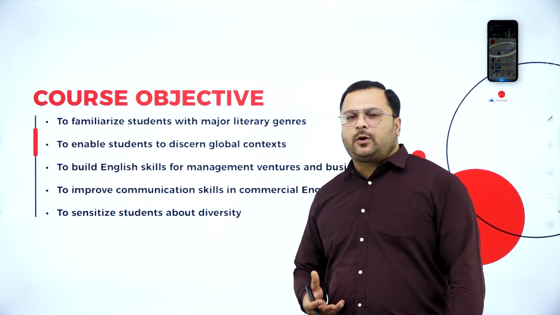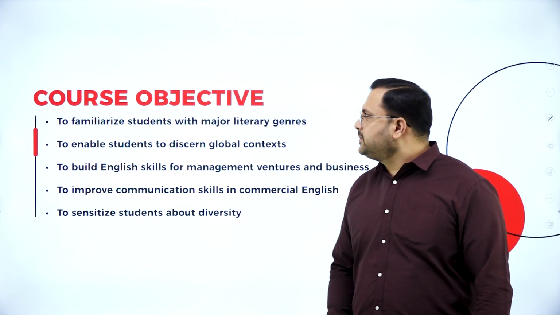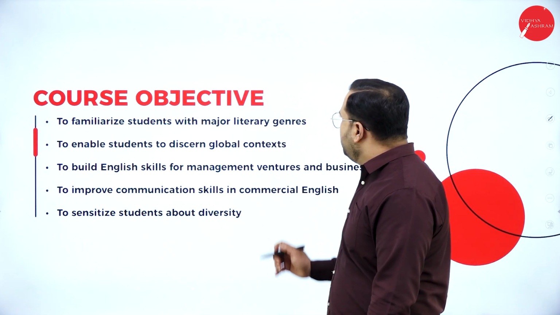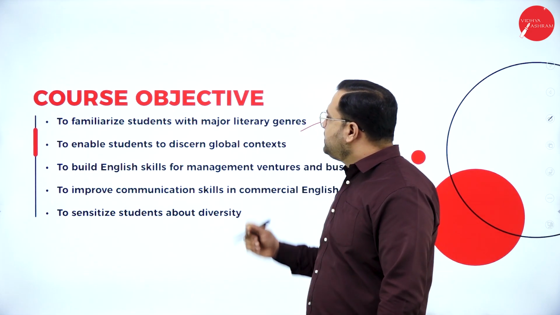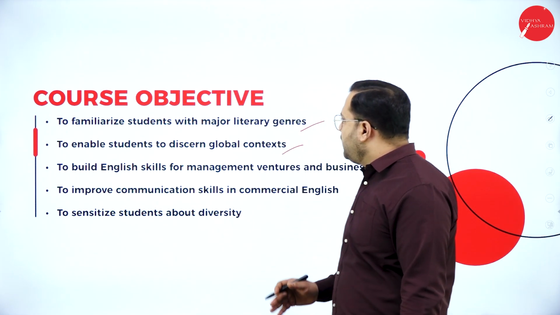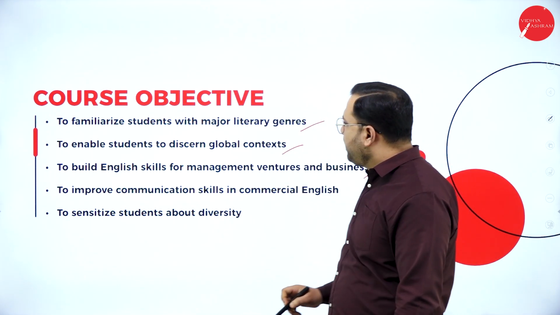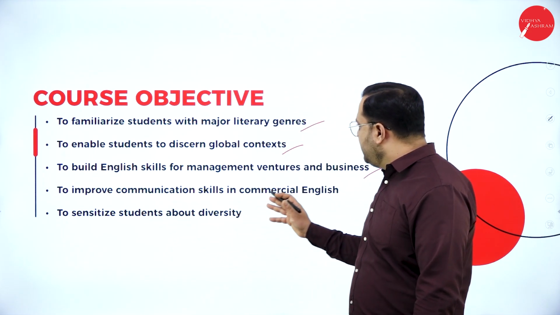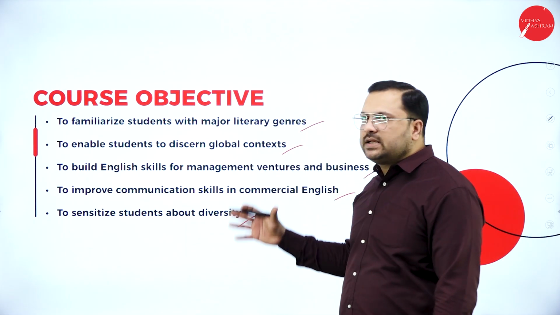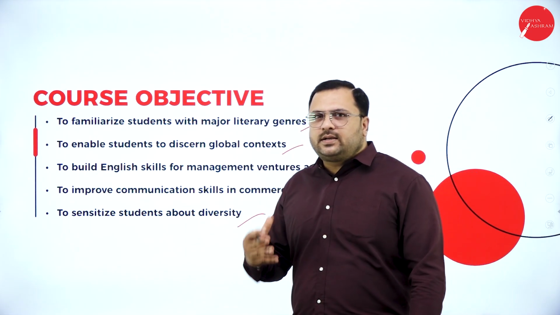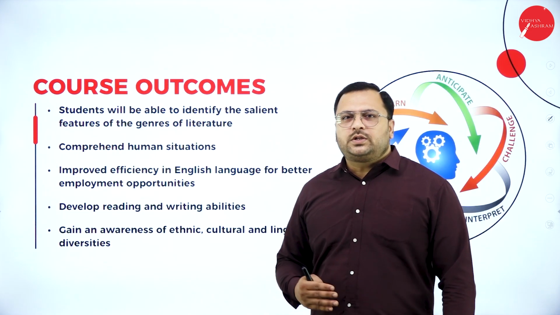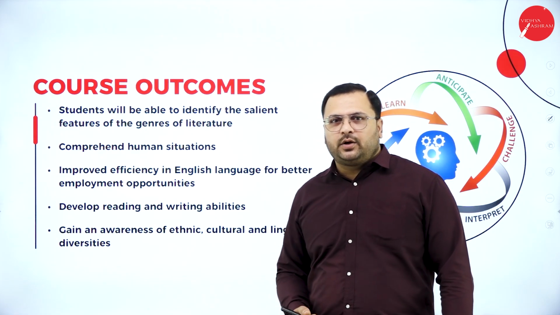So what is the course objective for this second semester? The course objectives are like this: to familiarize students with major literary genres, to enable students to discern global contexts, to build English skills for management ventures and businesses, to improve communication skills in commercial English, to sensitize students about diversity. So these are the course objectives. That means this second semester English aims at achieving all these things. And once you go through the syllabus, what are you equipped with?